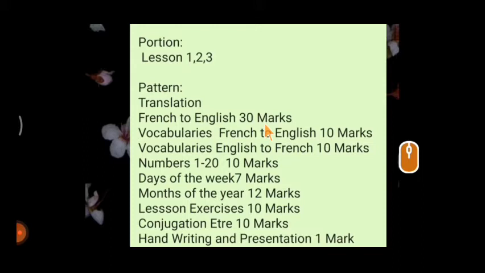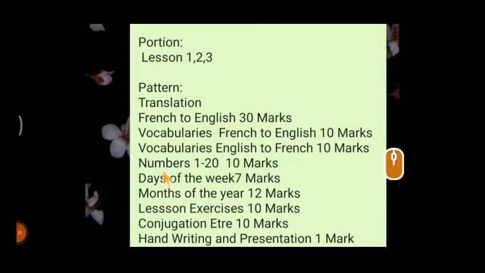For 2 passages, each passage carries 15 marks, so 30 marks for translation. And vocabulary, French to English. This is from lesson 1, lesson 2 and lesson 3. Out of these 3 lessons, you will get 10 marks for vocabulary from French to English, and likewise vocabulary from English to French, 10 marks. So if you join this, 30 plus 10 plus 10, that is 50 marks. Translation 30 marks, vocabulary French to English 10 marks and English to French 10 marks. So totally 50 marks.